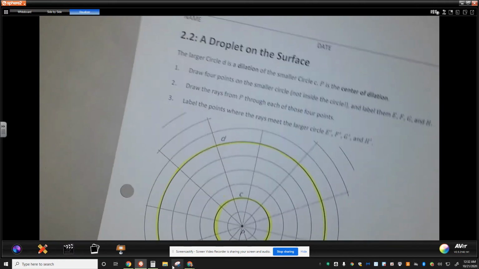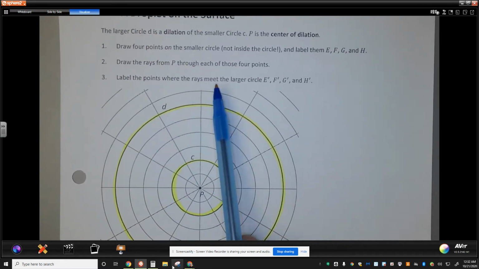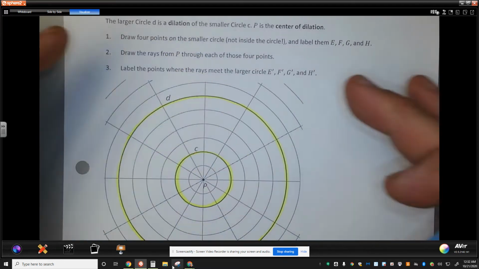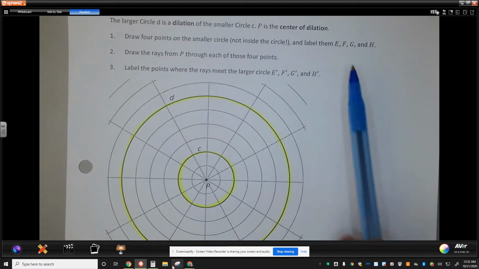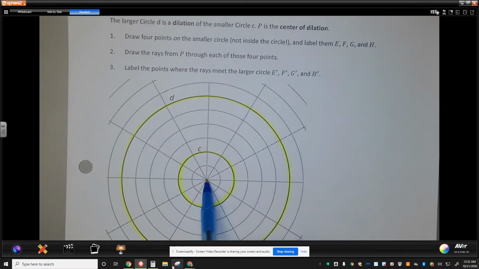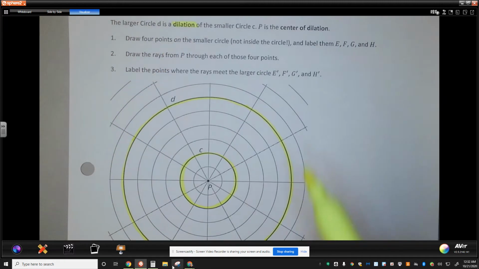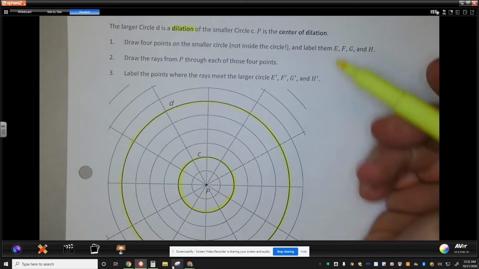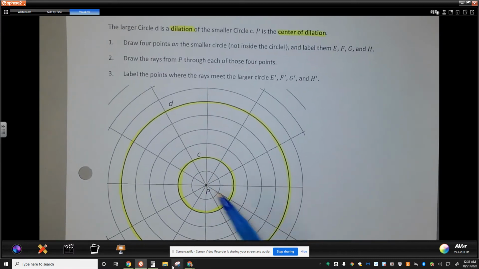When we look here, the larger circle, this outer circle D, is a dilation, so it means it's something that grew larger, of the smaller circle C, where P, right here at the middle, is called our center of dilation. So we have a dilation where circle D was grown from circle C, and center P is our center of dilation. So everything grows and shrinks from that center point.